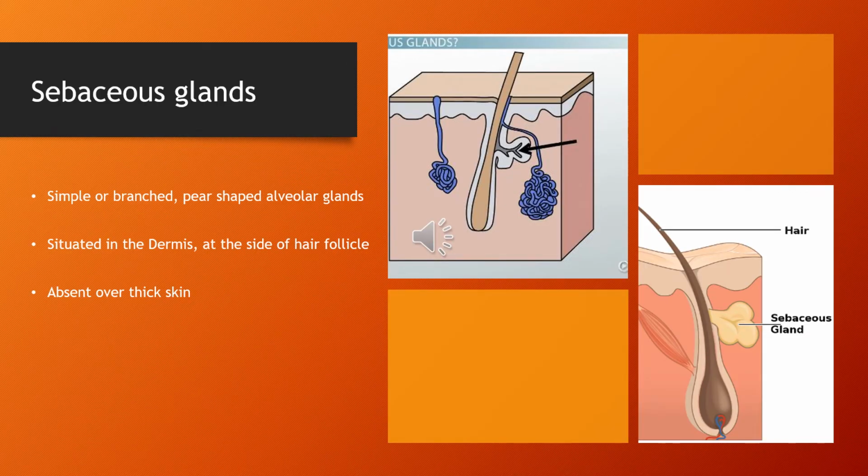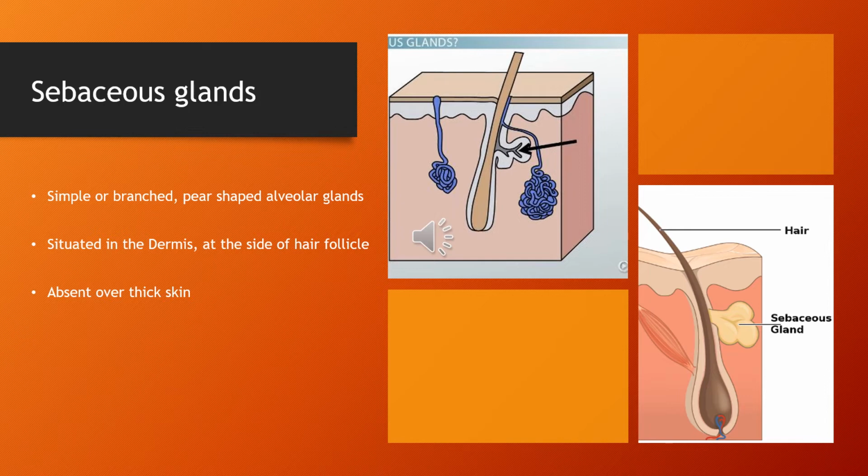Sebaceous glands. Sebaceous glands are simple or branched, spherical or pear-shaped alveolar glands. See, the glands can be tubular or alveolar based on shape. Tubular glands are those glands which have ducts, which may be branched or unbranched, whereas alveolar glands are those glands having a sac-like portion, that is an enlarged lumen, which is secretory in nature, and they resemble the lung alveoli, hence the name alveolar glands.